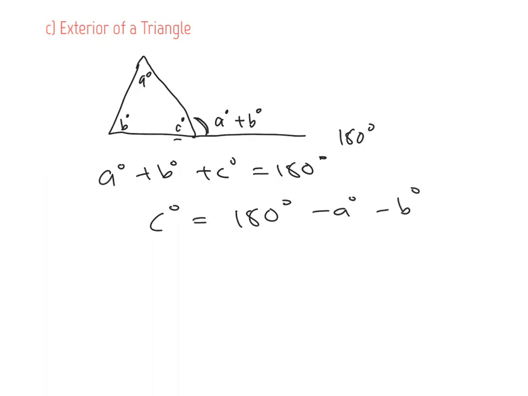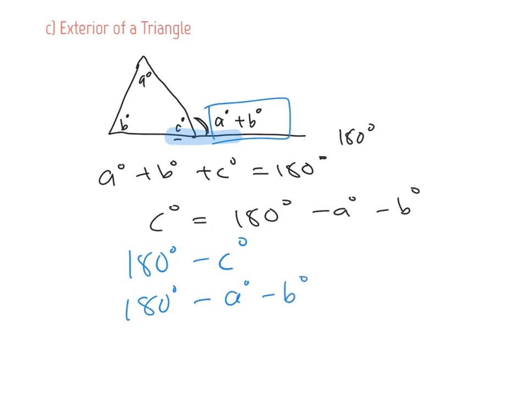So if I want to find C, I could do 180 degrees minus A degrees minus B degrees. And since I have a straight line there, I know that if I want to find the exterior, so this section over here, all I have to do is 180 degrees minus C degrees, and I can then rewrite that as 180 degrees minus A degrees minus B degrees. So that's an exterior of a triangle.